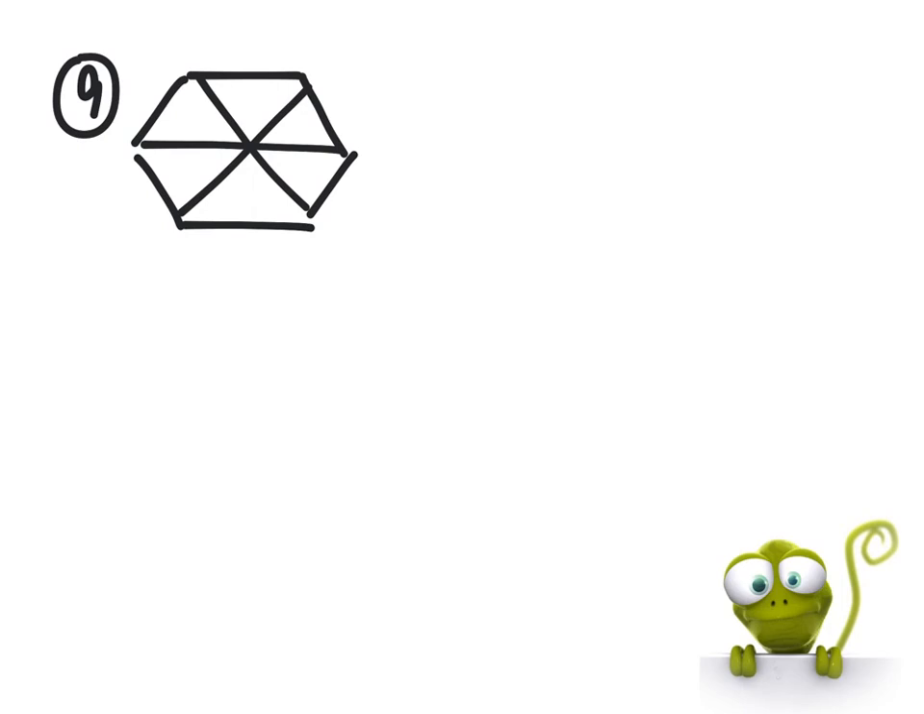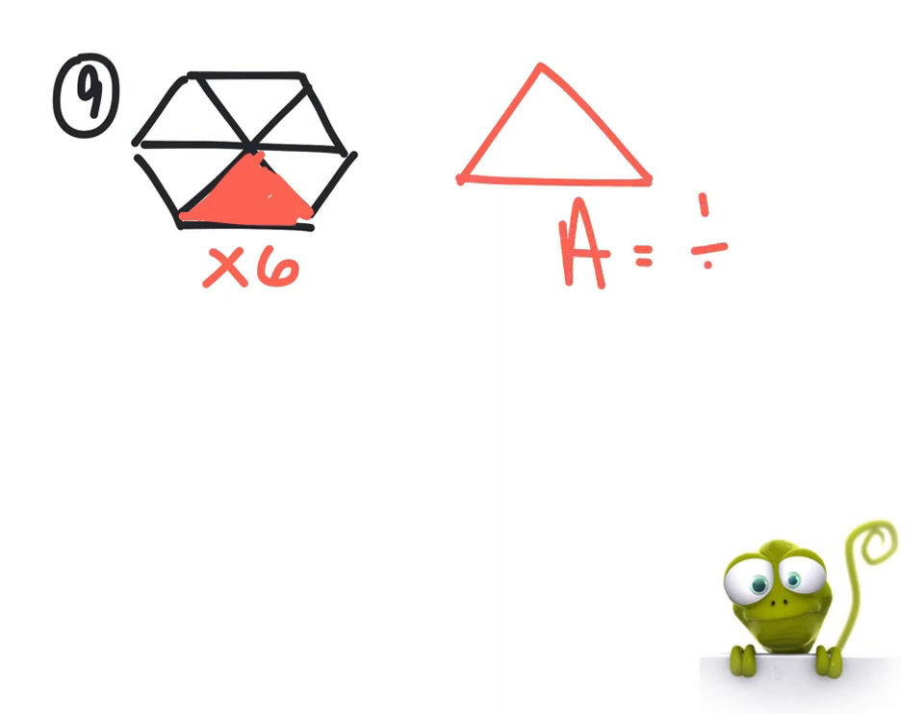Lastly, question 9. Calculate the area of the hexagon. Well, I'm not going to do that. I'm actually going to calculate the area of a triangle. Because once I know what the one triangle is, all I need to do is times that by 6. So how do you work out the area of a triangle? Area of a triangle is half base times height.